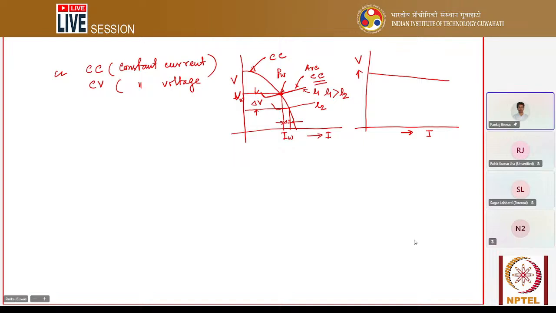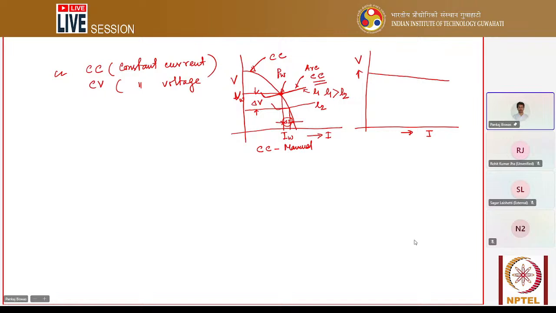That's why these types of constant current characteristic curves are popularly used in manual metal arc welding, like SMAW and these types of welding processes. What I am telling, understand?